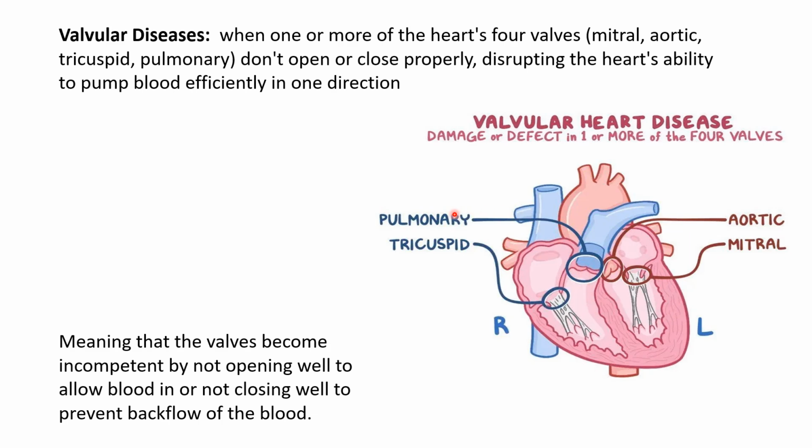The same occurs to the pulmonary valve. When there is a valvular disease, it means the pulmonary valve cannot close properly, so it allows some backflow of blood from the artery into the right ventricle. The same way, it doesn't open properly to allow blood from the right ventricle into the artery. The same affects the aortic valve and the mitral valve.